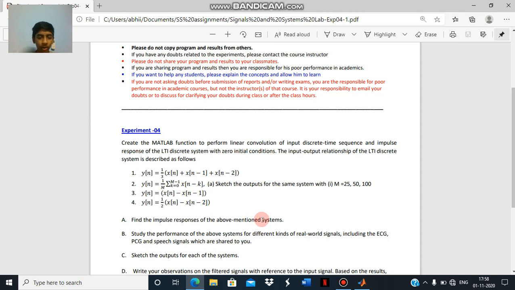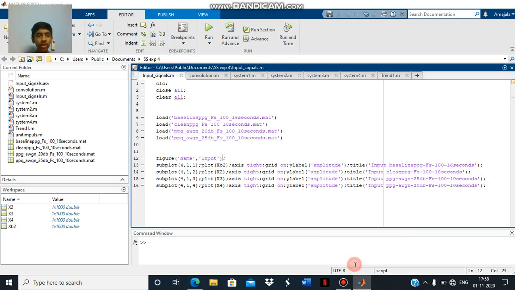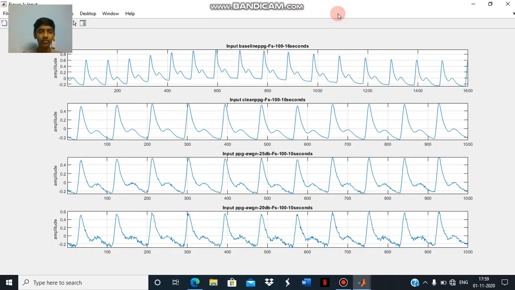Next we need to study the performance of the above systems. For that we are given some codes. So first of all, let us plot the given signals. These are the given signals. I have run the code. Here you can see the four signals.